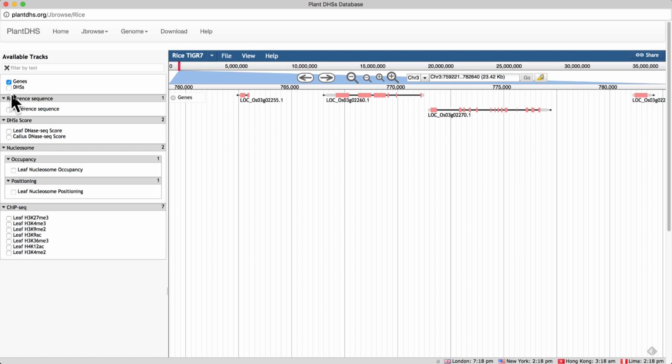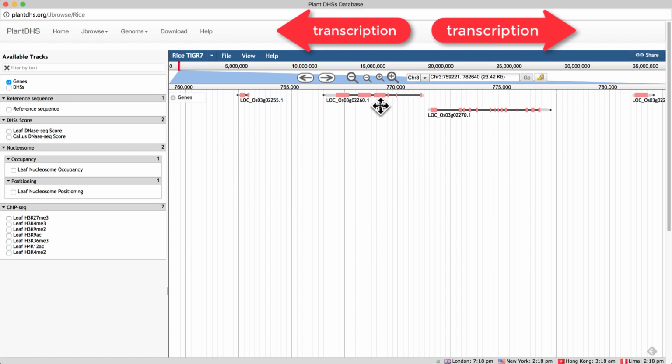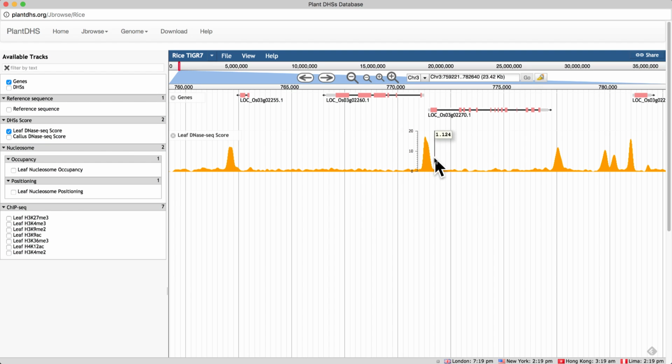Let's turn on the gene track. This plots on the genome the information about genes. The genes are illustrated with exon boxes and intron lines. The orientation of transcription is symbolized by the arrow. Let's turn on the DNAseI hypersensitive track, which displays the analysis we described early in this video.